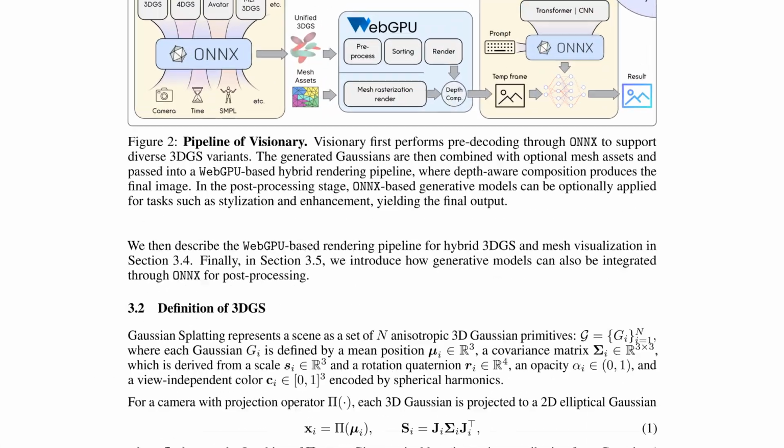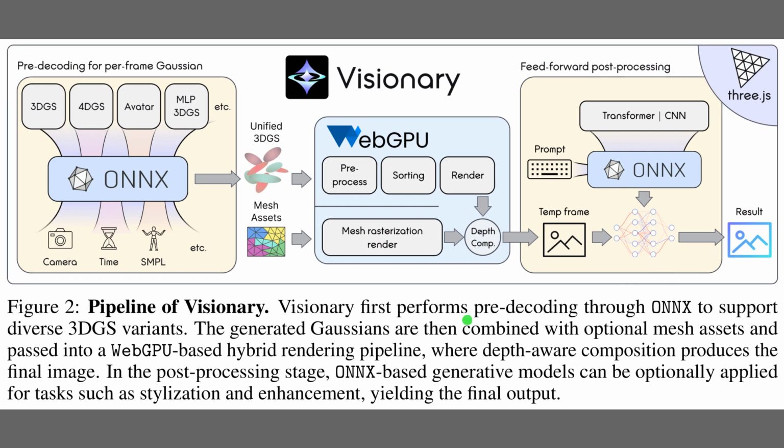Figure 2 explains how Visionary turns many different neural scene formats into one rendered and optionally stylized frame. The left block shows various 3D Gaussian splatting variants feeding into ONNX, which is a common model format that lets different neural networks run in the same runtime. The center WebGPU block then sorts and composites Gaussians with classic mesh rendering, so everything shares one depth-aware pass. The right block runs ONNX-based generative models on the intermediate frame, using prompts, if desired, to produce the final output that applications access through Three.js.